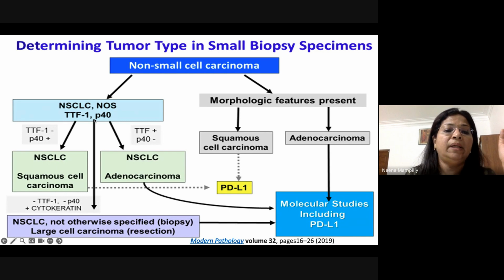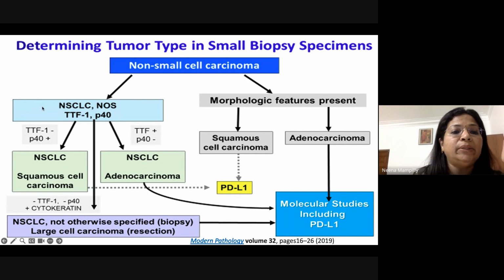On the other hand, if it's undifferentiated, where you're not able to make out whether it's squamous cell carcinoma or adenocarcinoma, we basically do two markers, TTF1 and P40. If P40 is positive, we call it a squamous cell carcinoma. And if TTF1 is positive, we call it an adenocarcinoma. And if both are negative, we call it a not otherwise specified, NOS, type of non-small cell lung cancer.